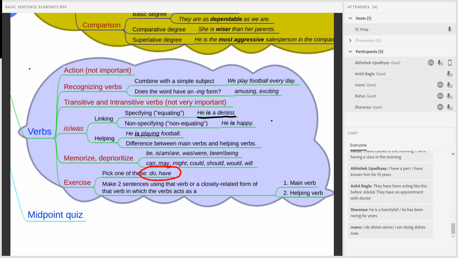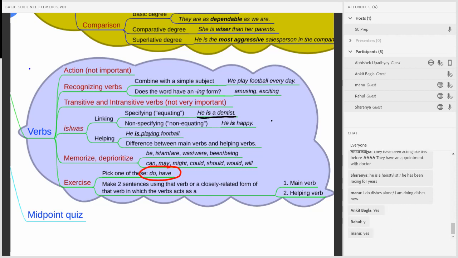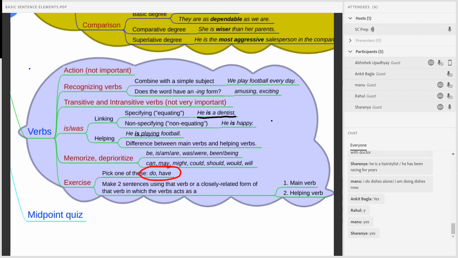Quick check. Is everyone comfortable with this? Okay, I've got three yeses. Sharanya is also comfortable. Good. And Manu? Sorry, Manu said yes. Perfect. Now, I think we're ready to move on to our quiz. So let's do that now.